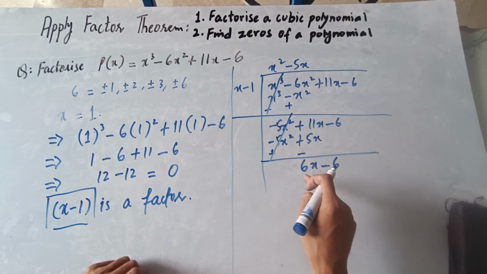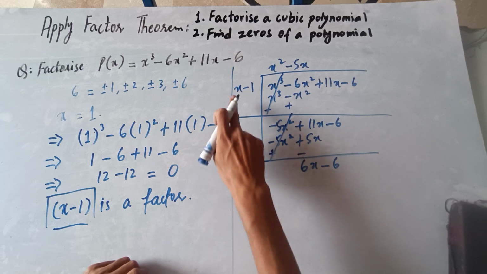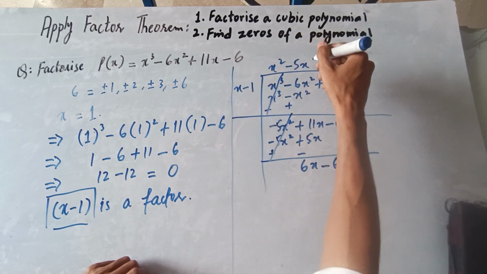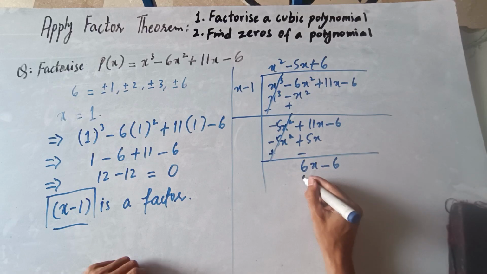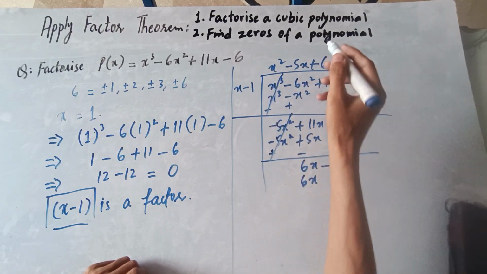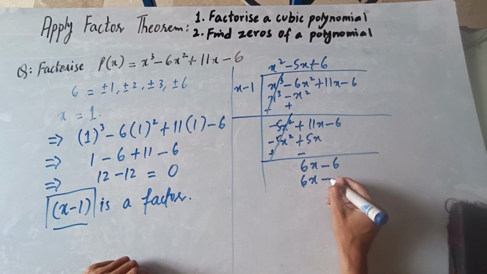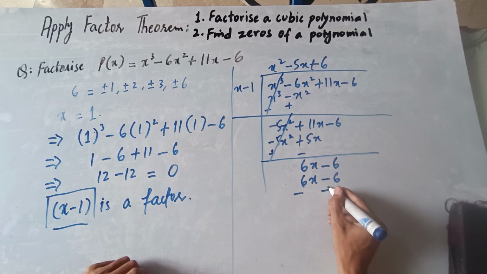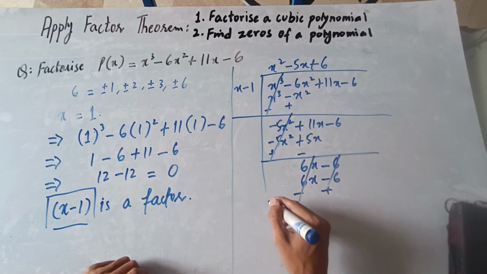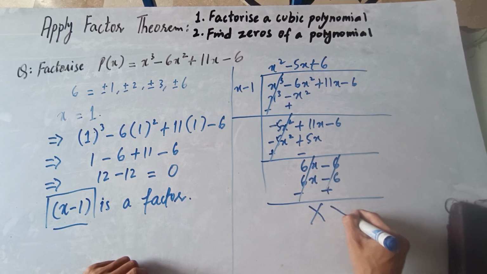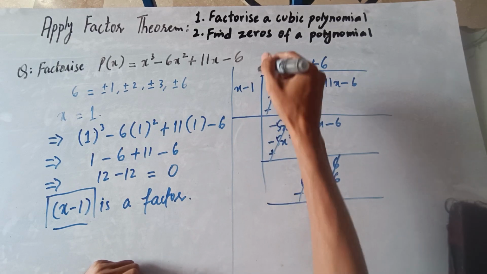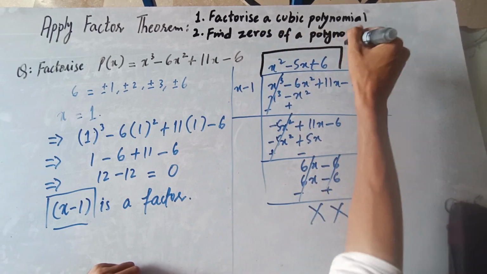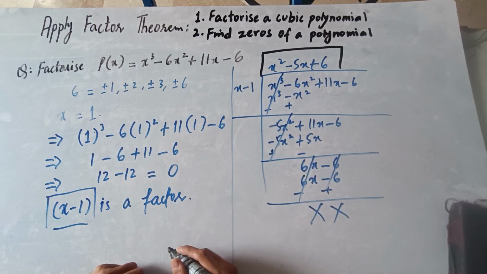Now again we will try to cancel 6x, so x is already written over here, so we will write only plus 6 over here. So 6 multiplied by x is 6x, and minus 1 multiplied by plus 6 will give you minus 6. Changing the sign will cancel all this, it means no remainder left. So this particular quotient is also a factor of this particular polynomial.